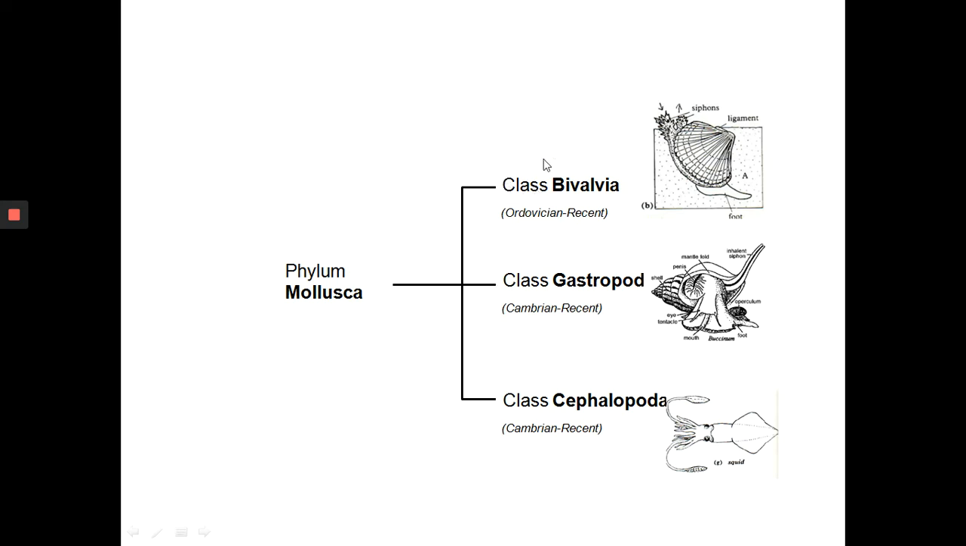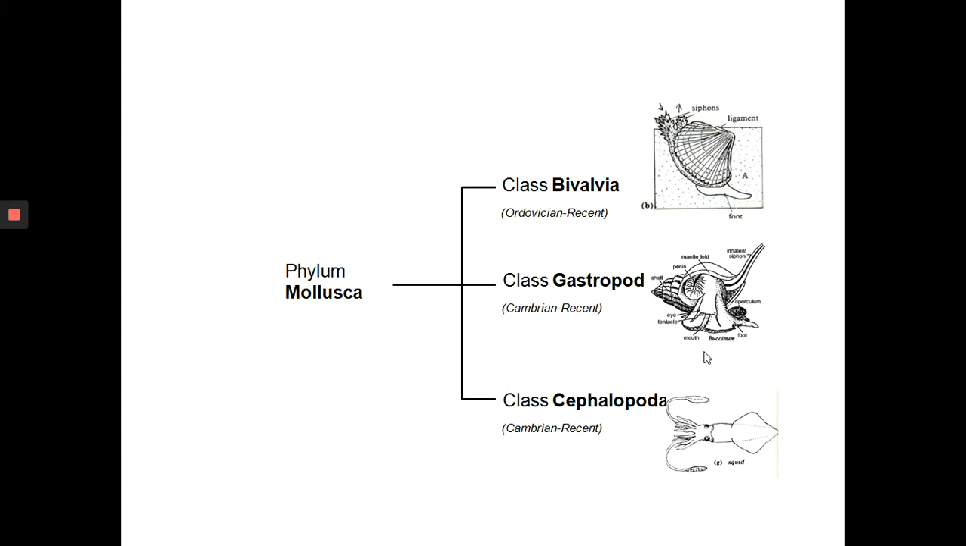Class Bivalvia, where you have mollusks with two paired shells, and class Gastropoda, mollusks with a coiled shell but with no septa. Today we look at a more advanced group of mollusks, the class Cephalopoda, cephalopods.